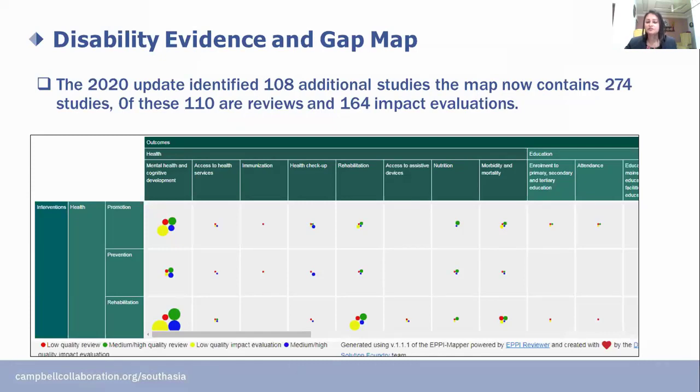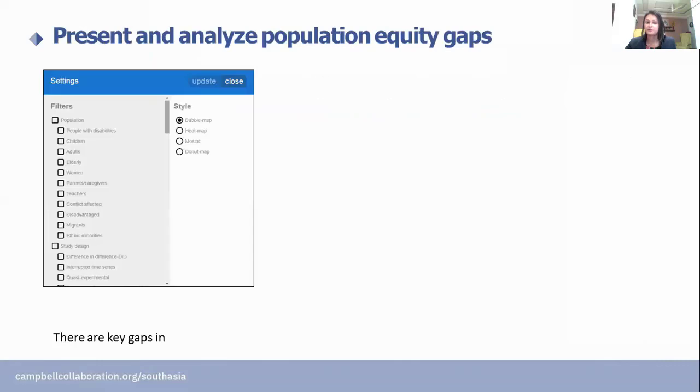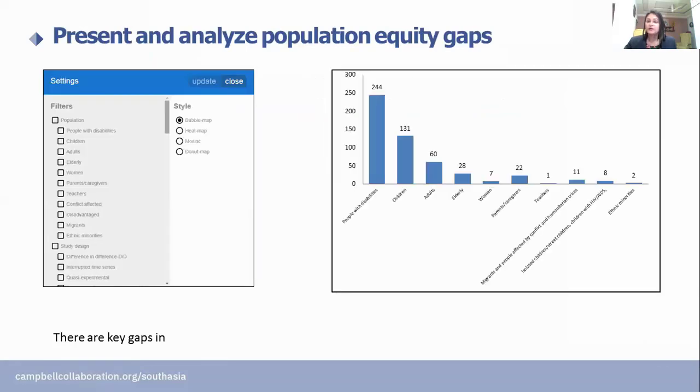So this is the snapshot of the people with disabilities map that included 110 reviews and 164 impact evaluations. We did analysis on the population subgroup as well as presented it in the online map. So you can see on the left-hand side is basically a snapshot from the online map, and what you see on the right-hand side is basically an analysis. You can clearly see that there are key equity gaps here in terms of we do not have specific studies on people, specifically for women in this area, or people belonging to migrant or conflict-affected or humanitarian settings.